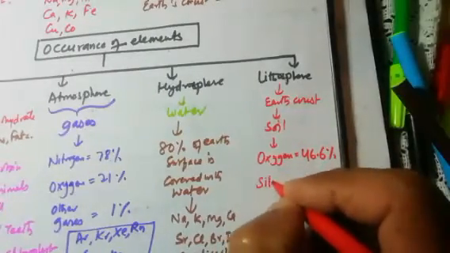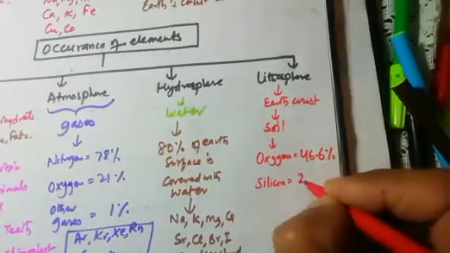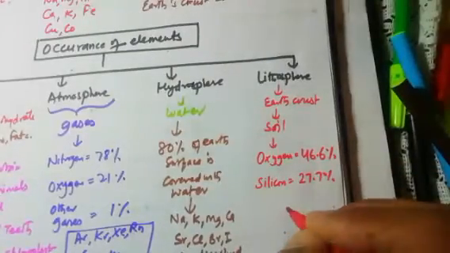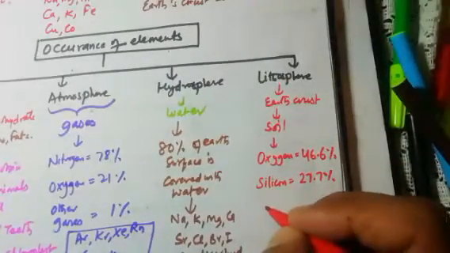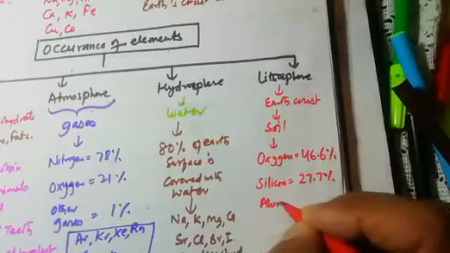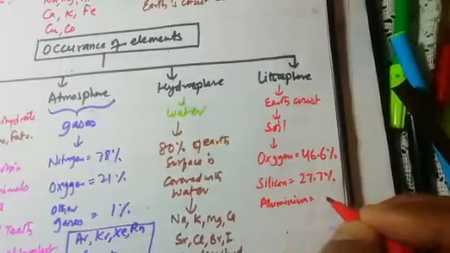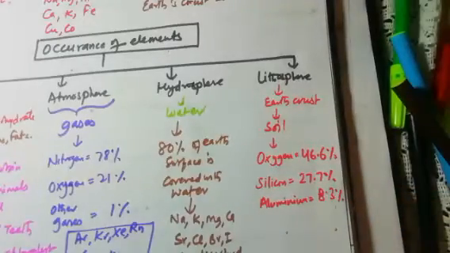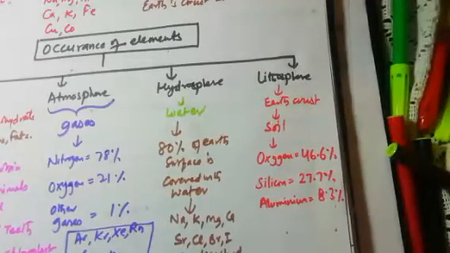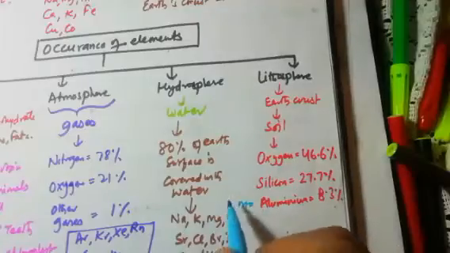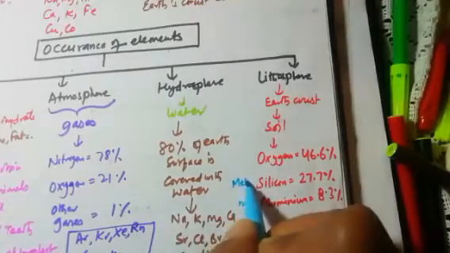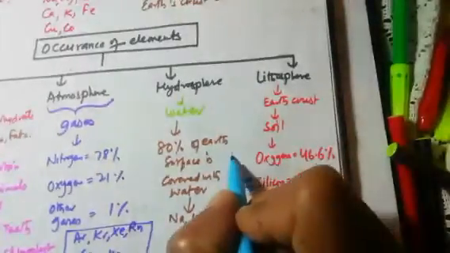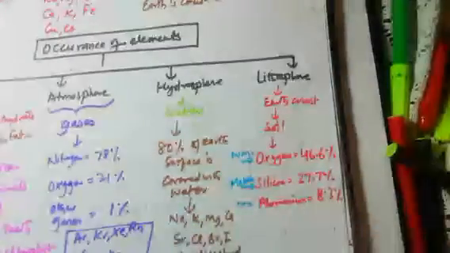Second is silicon, followed by oxygen, which is found at 27.7%, whereas silicon is a metalloid. Then aluminum is the first metal, the most abundant metal found in the earth crust, at 8.3%. So in this way, the most abundant metal is aluminum, the most abundant metalloid is silicon, and the most abundant non-metal is oxygen. Okay.